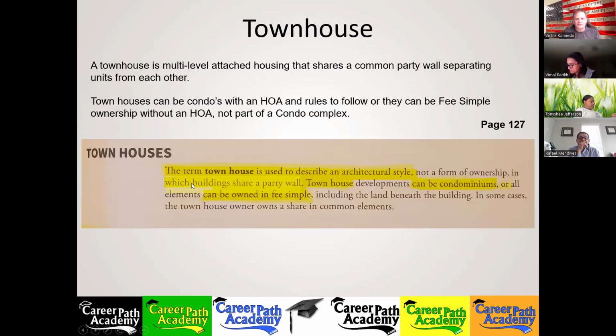Now, so let's highlight: the term townhouse is used to describe an architectural style, not a form of ownership, in which buildings share a party wall. Townhouses can be condominiums, or they could be owned in fee simple.